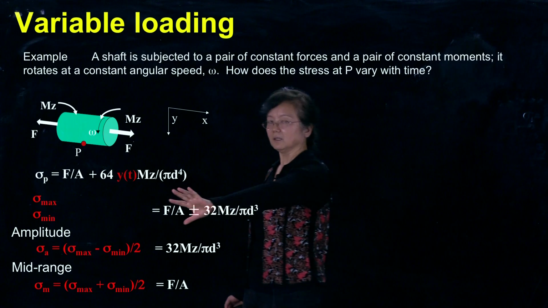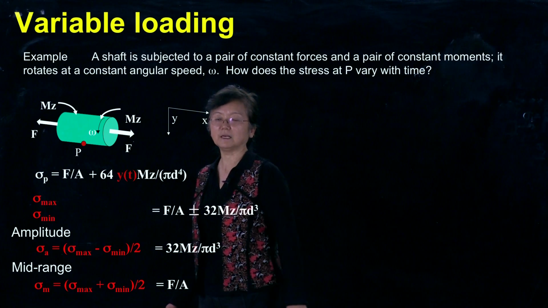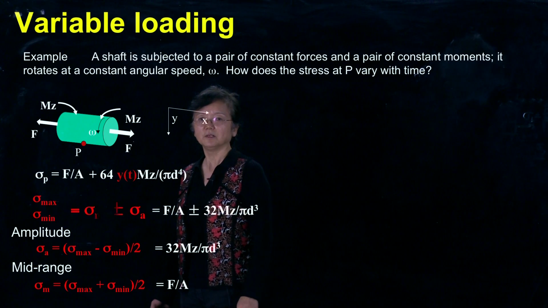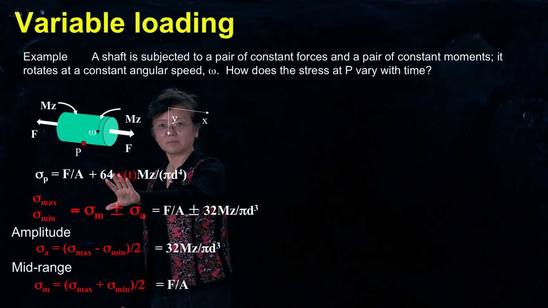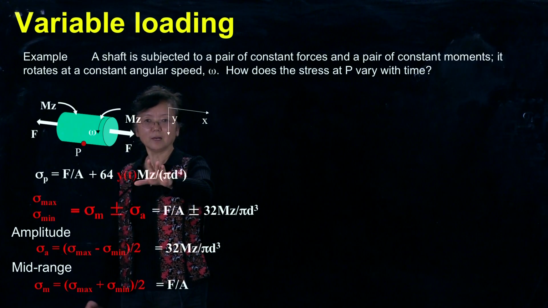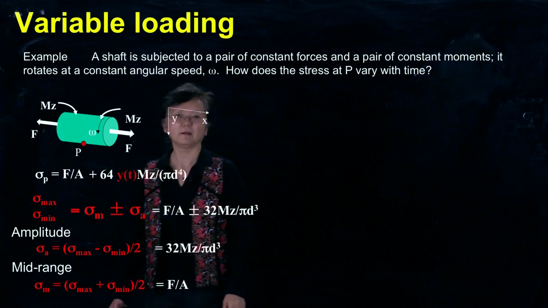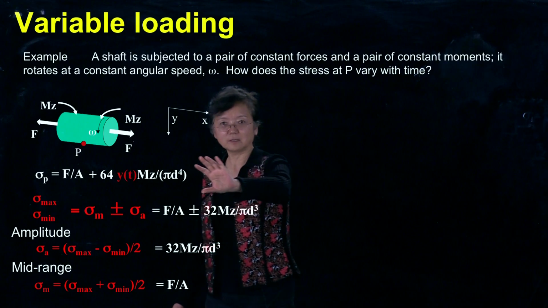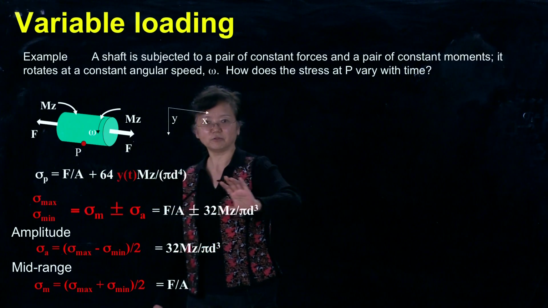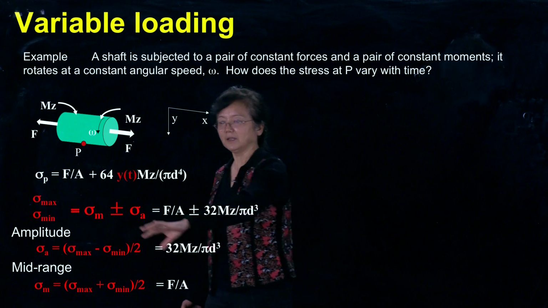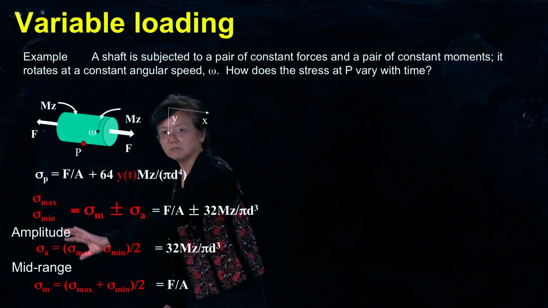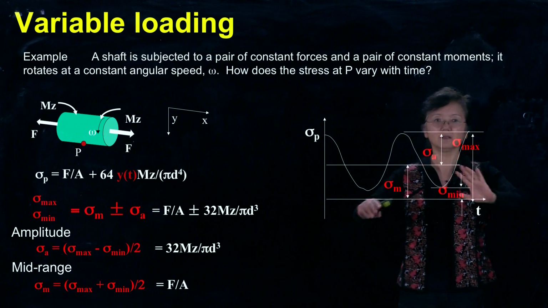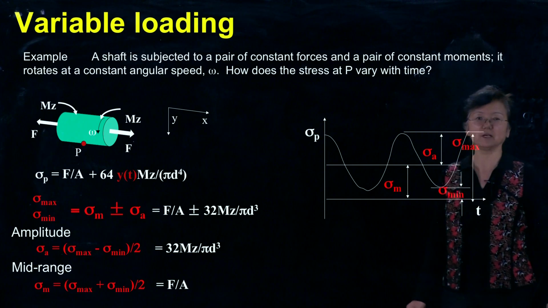So we have the amplitude and mid-range defined. And by means of amplitude and mid-range, we can redefine the maximum and minimum, which becomes sigma, the stress mid-range, plus minus the amplitude part. So this whole thing shows us the variable stress itself, the range of change from maximum to minimum, what the amplitude of the change is, and what the mid-range stress is. We can use this information and plot the whole thing. That shows us this stress variation.